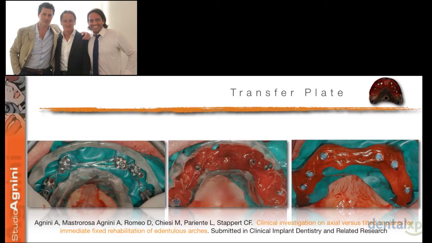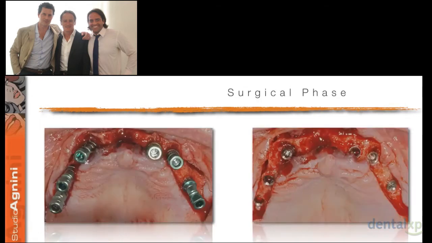And if you saw it before, I'm gonna go back a little bit, one slide. If you saw, we are not opening, we're not elevating the flaps, especially from the palatal point of view. We are trying to be as conservative as possible. First, also for the morbidity for the patient, but also because this transfer plate that we're gonna place is gonna be placed in the palatal mucosa.